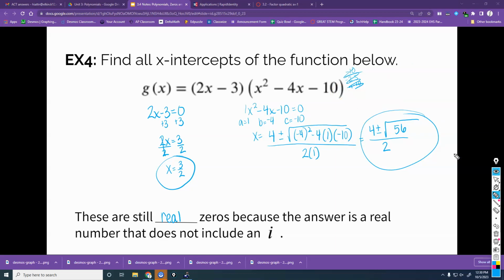Those are still real. Imaginary zeros cannot be seen from the graph. You won't see them at all. Okay, questions here? All right, so let's continue on.